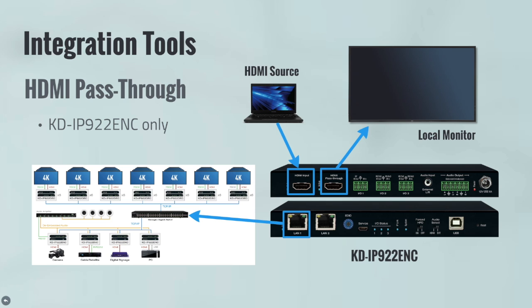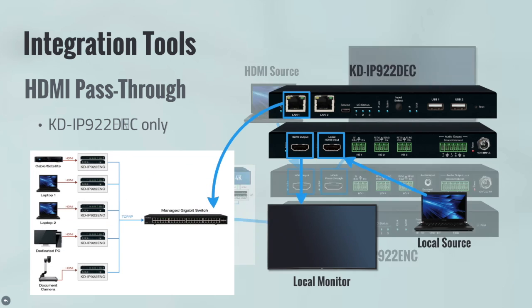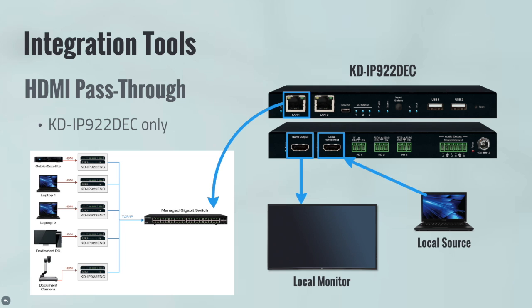You have pass-through for a local monitor or any of your other HDMI needs. So whatever's coming in can be passed through on there. And then obviously the LAN port has to go back to the network switch, which would allow for your matrix switching to happen and to be part of the system.